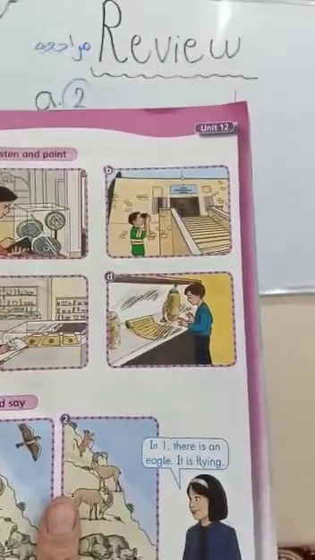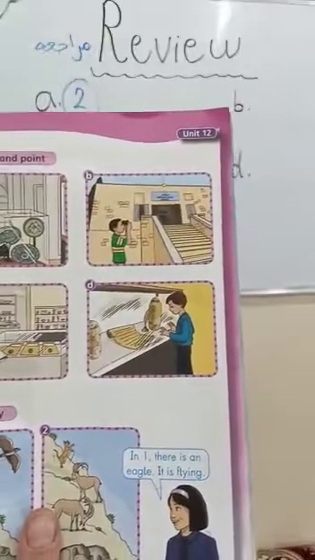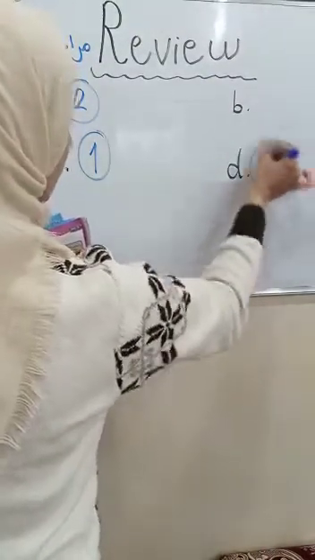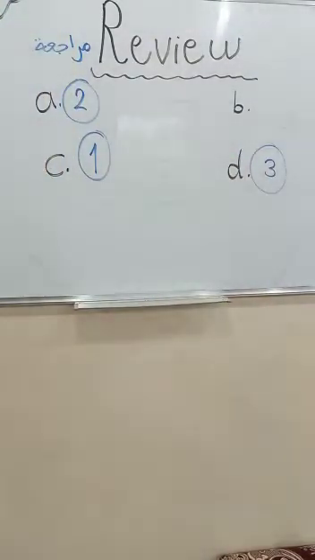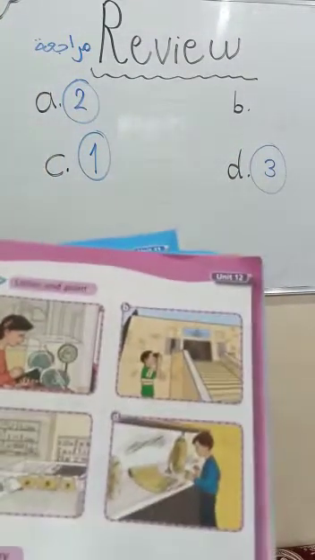كتابة قديمة. Excellent. So we are talking about picture D. Picture D ثالث اللي هي number 3. Picture D number 3. And the last one.